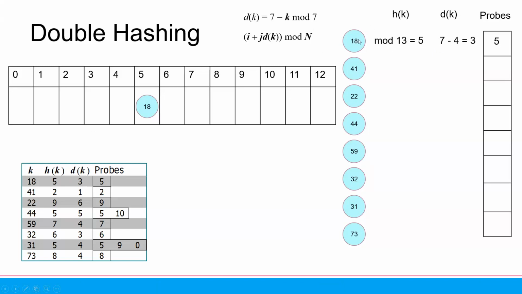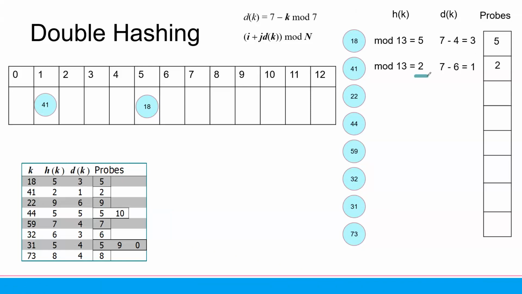K is the number 18 mod 7. 18 mod 7 is 4. Then we have 7 minus 4, which is 3. This is for the secondary function. Because 5 is empty, we just put 18 into index 5, or we call this, 5 is proved.